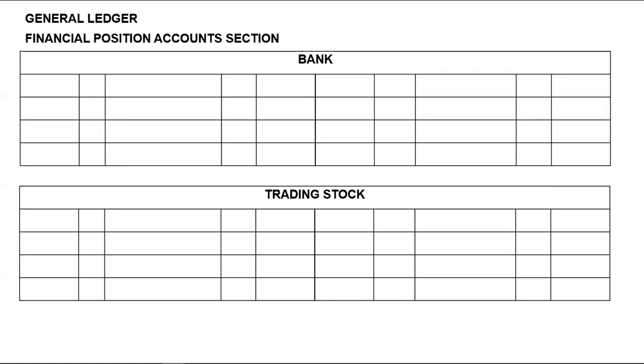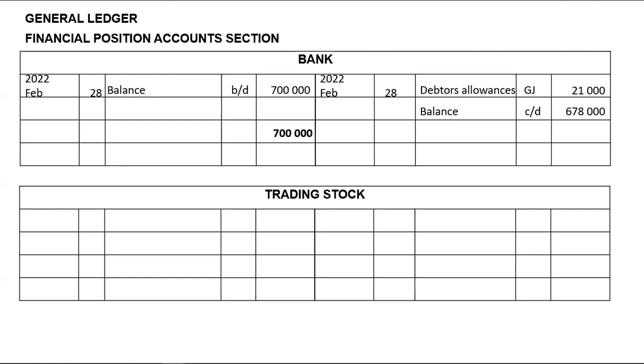Now, I'm just going to start with my bank. Bank balance was 700,000, which was given to you. I'm going to reduce that by what we need to pay Mr. Ngidi in this case, which is 21,000. So 678,000 will be the cash that we still have in our bank after deducting that 21,000. We'll start the new financial year with that 678. Trading stock, when you look at what we have in the trial balance, our trading stock was 185,000. Did it go up or down?